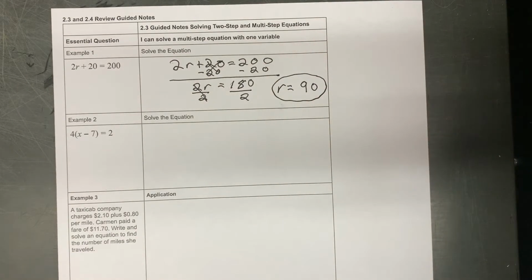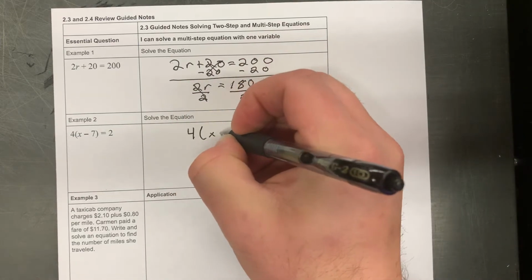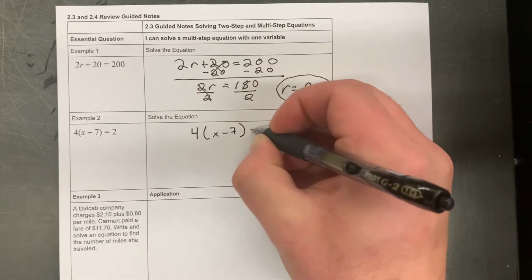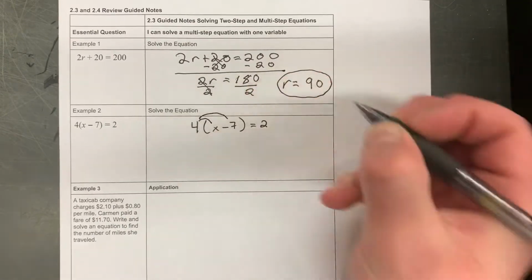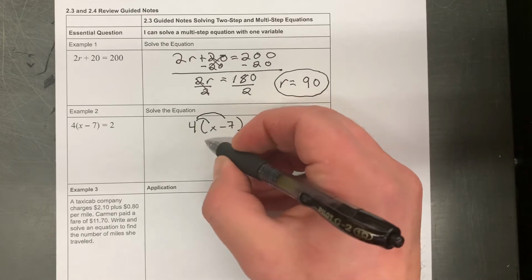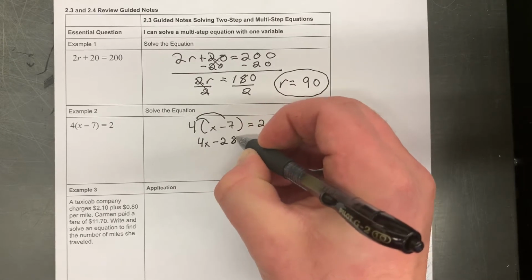If I go down to example problem number 2, I have a distribution that I can see right away that I need to do right off the bat. So if I write it out here, I'm going to distribute my 4 by multiplying each of those out. 4 times x gives me 4x. 4 times 7 gives me 28.